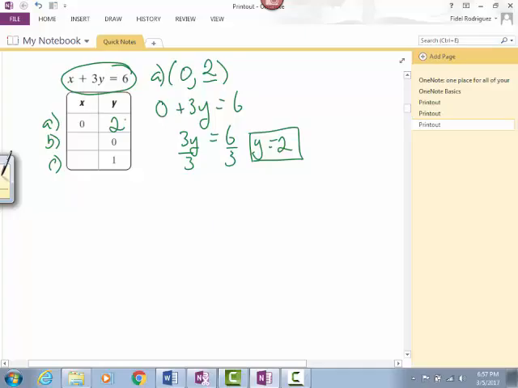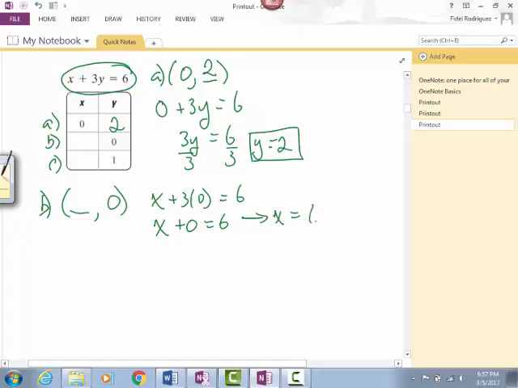Okay, let's do part B. So part B, we don't know what x is, but we do know that y is 0. So I'm going to go ahead and say, well, x plus 3 times 0 is equal to 6. So x plus 0 is equal to 6. Well, that just tells me that x is equal to 6. So I'll put a 6 right here and a 6 right there.